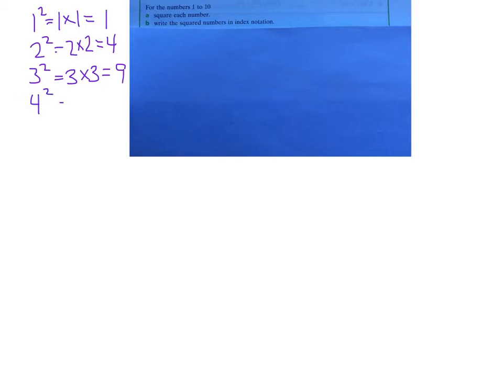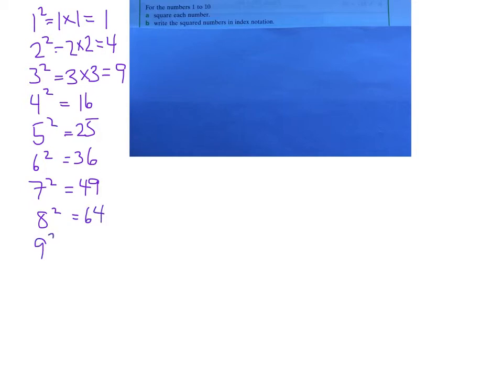4 squared, I'm just going to do it in short form now, is 16. 5 squared is 25. 6 squared is 36. 7 squared is 49. 8 squared is 64. 9 squared is 81. And finally, 10 squared is 100. For numbers bigger than that, you will use your calculator.